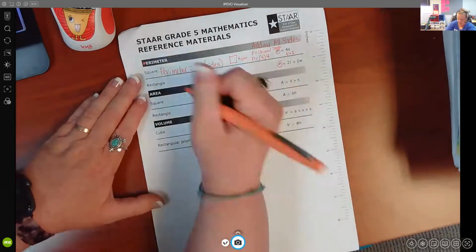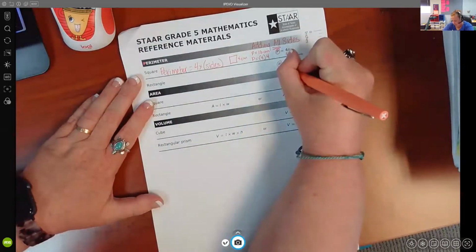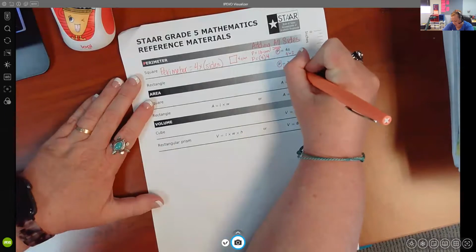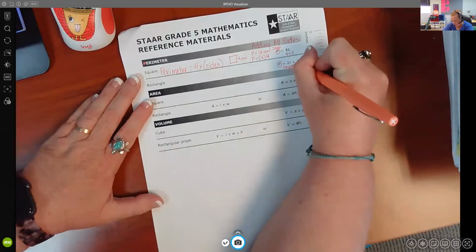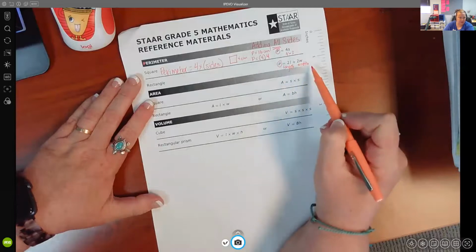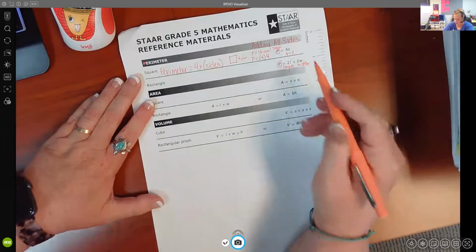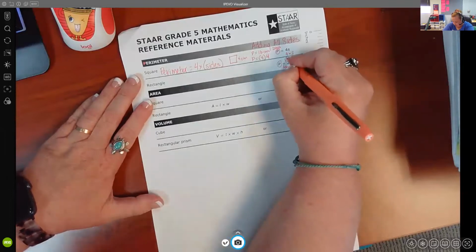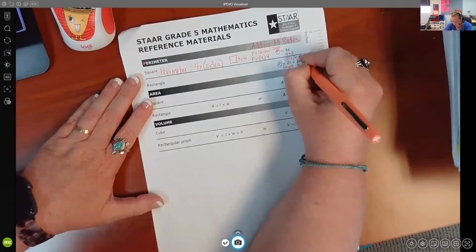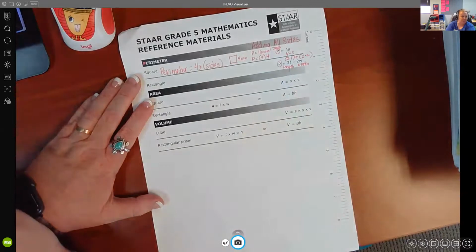Okay, and then for a rectangle, you have length for L and width for W. 2 lengths plus 2 widths. So 2 times L plus 2 times W gives us our perimeter.